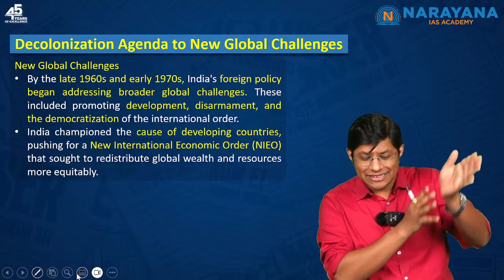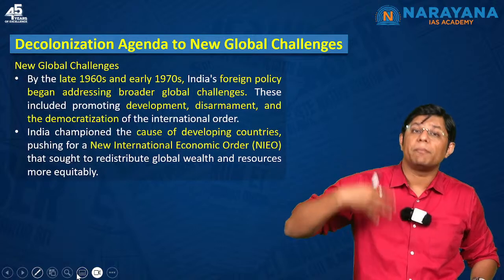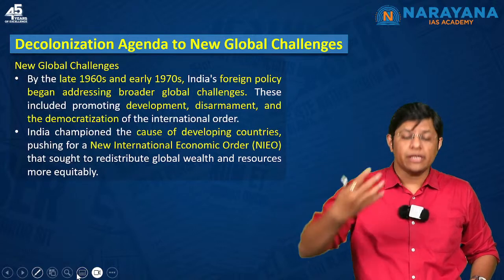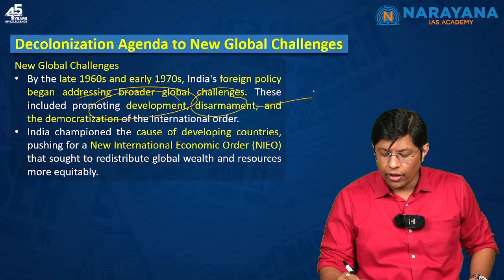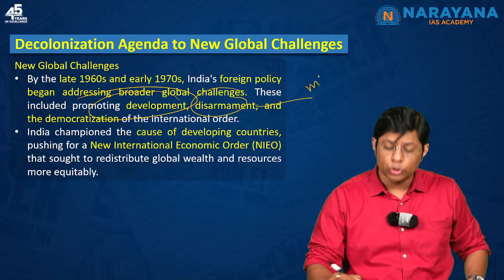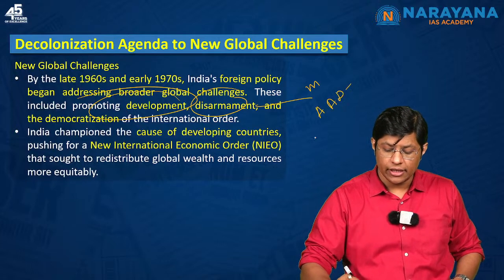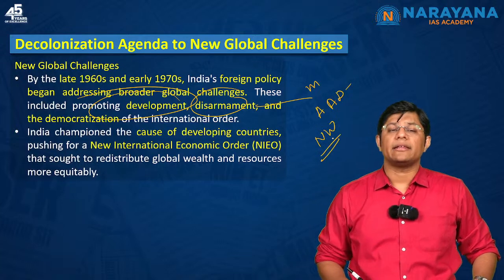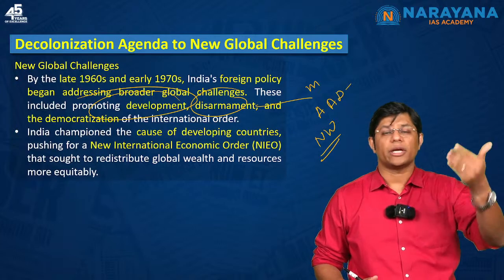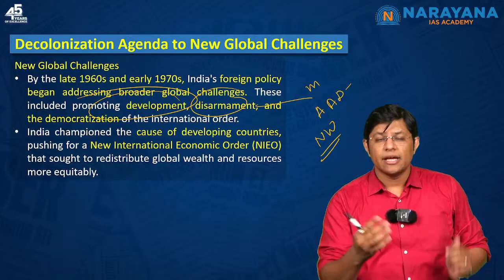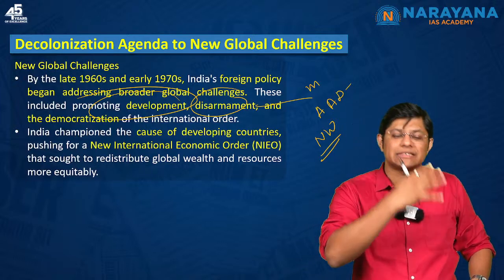Now from the 60s and the 70s onwards, the Indian foreign policy started to address the bigger challenges. The bigger challenges being promoting development, disarmament of mutually destructive weapons or mutually assured destruction like the nuclear weapons, and then the democratization of the international order like the United Nations. So such were the challenges the Indian foreign policy started to face in the 60s and the 70s.